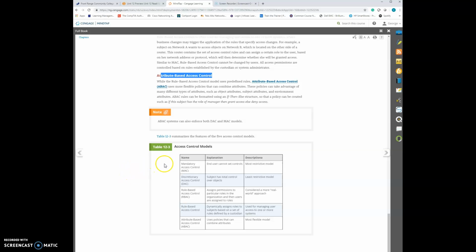When we go to mandatory access, people have to have, it's on a need to know basis. Discretionary access, the person that makes it has total control over it. And then we go to attribute based, which uses policies that can combine attributes, the most flexible model.